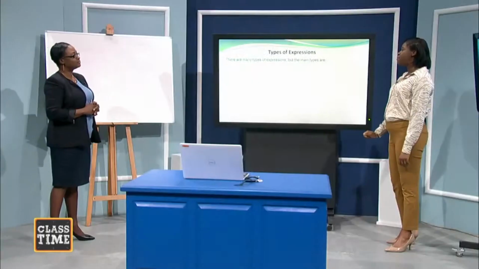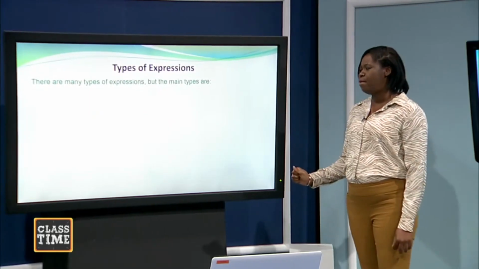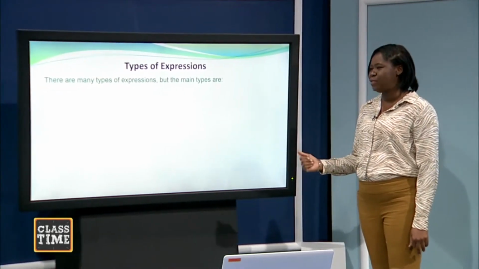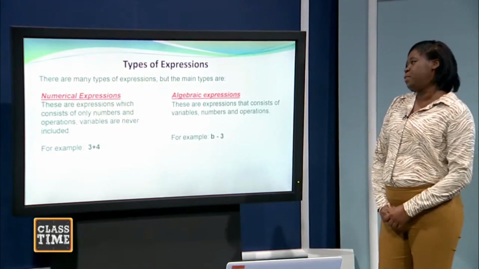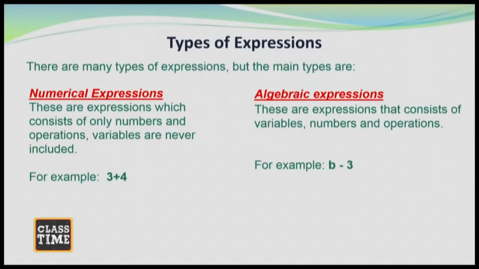So, Miss Bailey, there are different types of expressions. Do you remember the different types, or basically the main types? Well, if my memory serves me right, there are numerical expressions and algebraic expressions. Yes, good. Numerical expressions consist of only numbers and operations. Variables are never included. For example, 3 being added to 4. While algebraic expressions consist of variables, numbers, and operations. In our example, we have b subtract 3.